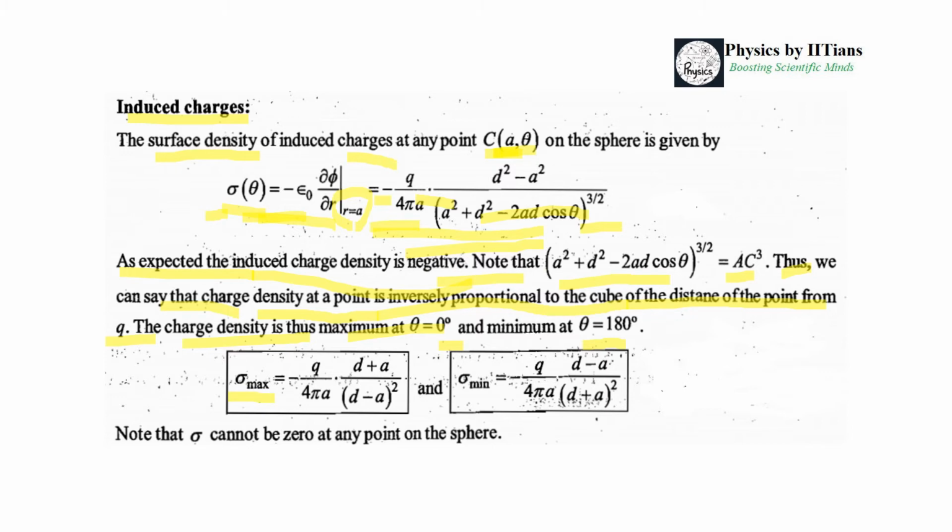So sigma max, that is theta is 0 degree, will become minus q by 4 pi a d plus a by d minus a whole square, and sigma min, that is theta equals 180 degrees, will become minus q by 4 pi a d minus a by d plus a whole square. And look here, sigma cannot be 0 at any point on the sphere.